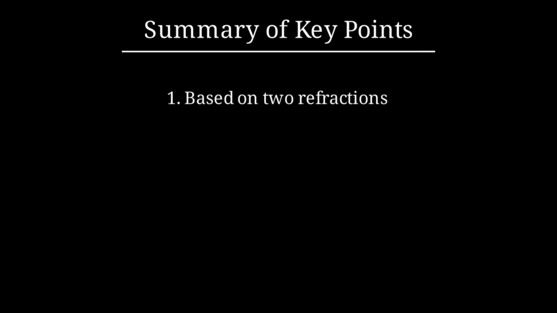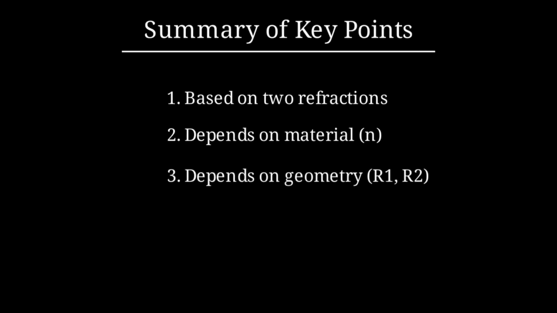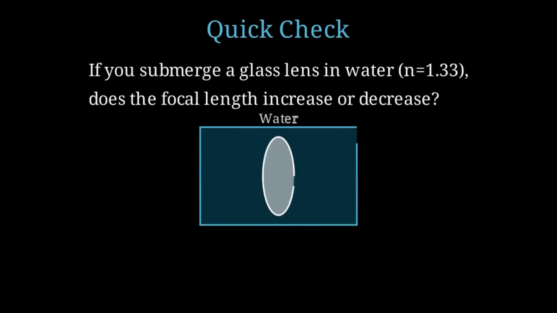To summarize, the lens maker's formula is derived by treating the lens as two refractive surfaces. It shows that focal length is determined by both the material's refractive index and the physical curvature of the glass. Think about this: if you put a glass lens in water, the refractive index ratio decreases. This makes the lens less powerful, resulting in a longer focal length. Understanding the ratio is key to underwater optics.